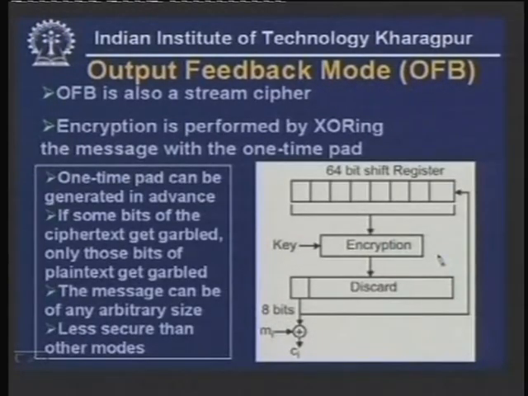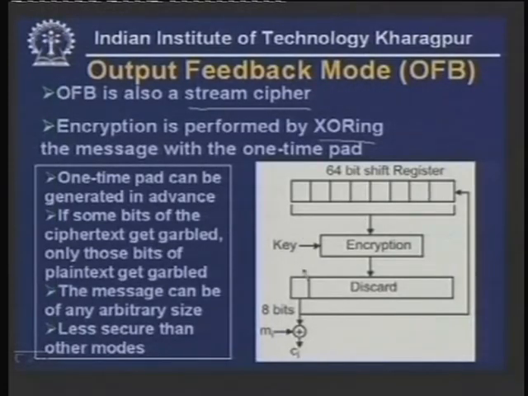Now, let us consider the output feedback mode. This is also a stream cipher, and encryption is performed by XORing the message with the one time pad. Here the entire process is somewhat similar to the previous case. However, here as you can see, after encrypting, the leftmost 8 bits are exclusive ORed with the plain text to get the ciphertext, and instead of the ciphertext, the output of this encrypted 8 bit data is applied to the shift register. As a consequence, it is not dependent on the plain text.